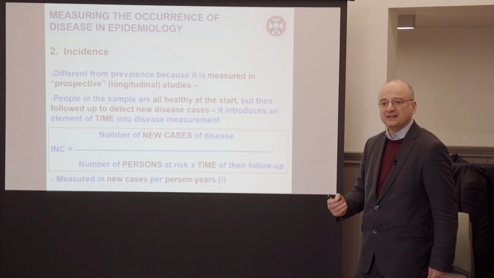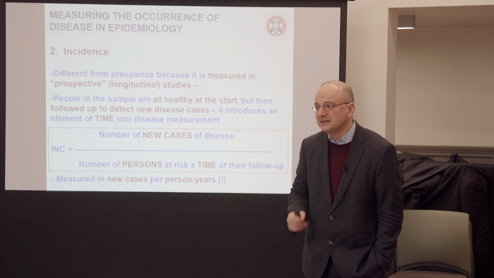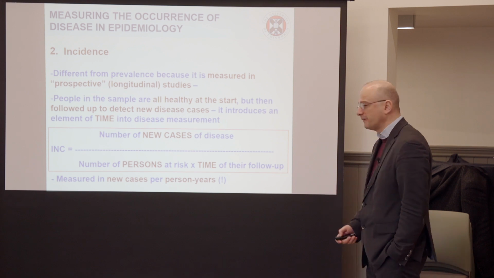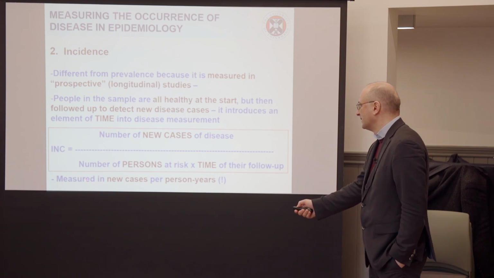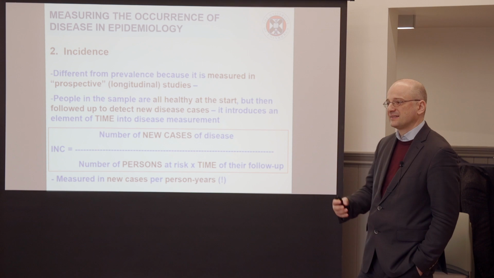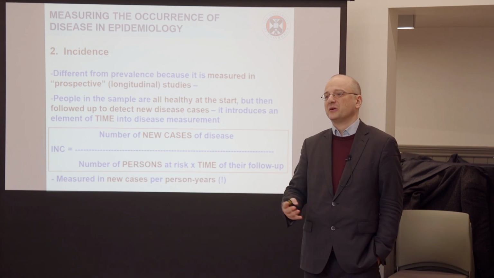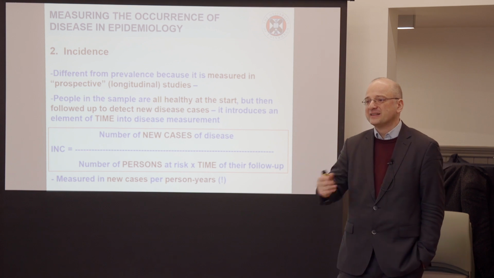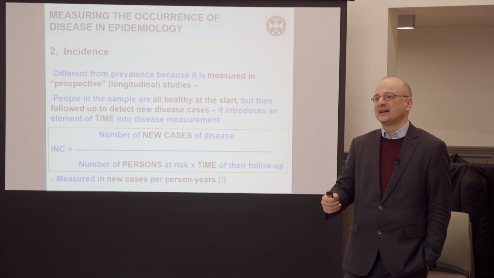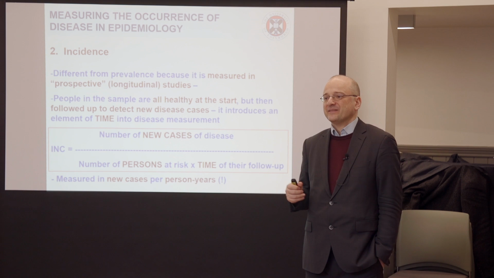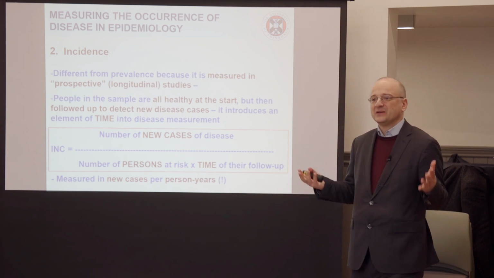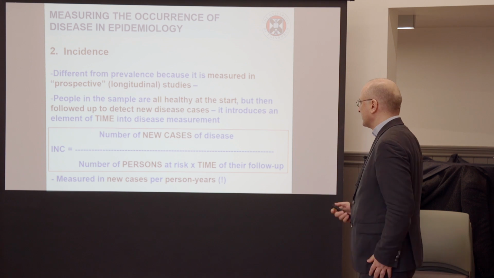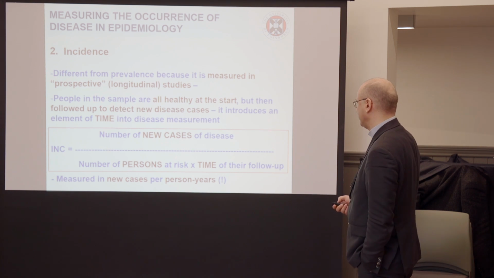And this is why incidence has this very confusing denominator. It is person at risk times the time of their follow-up. So the incidence is not measured as 25 over 100,000. That would be simple. It is 25 cases over 100,000 person years. Person years. So you have people and you have the time that they have been potentially at risk to develop the disease.